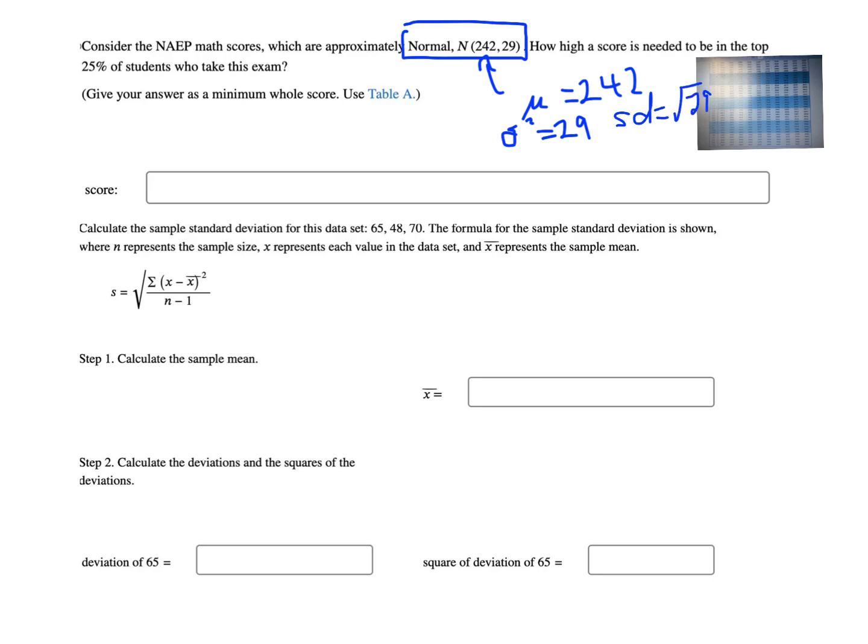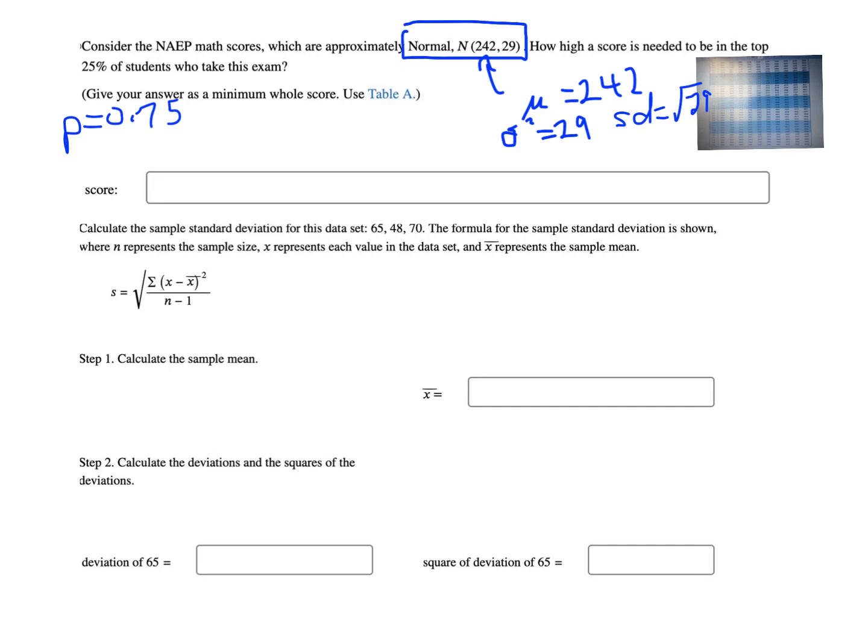So when we find the score that's needed to be in the top 25% of students who take the exam, that means that we're looking for a p-score of 0.75 or higher. Because that's the top 25, right? That's 75%. So if we have p equal to 0.75 or higher, then we're in the top 25, or the 75th percentile is another way to look at that.